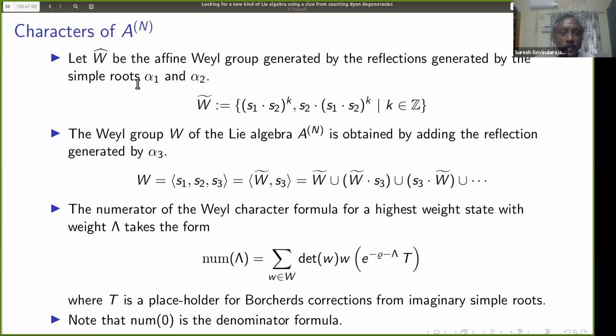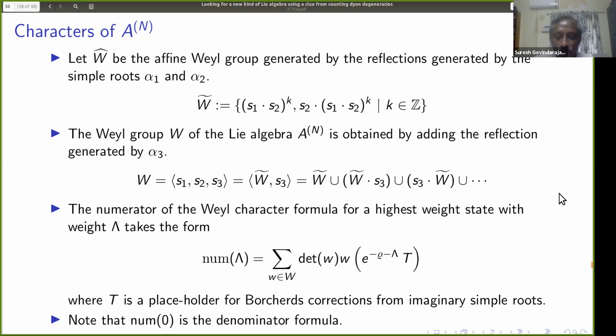So the characters of AN. First thing is, let W hat be the affine Weyl group generated by the reflections by alpha 1 and alpha 2. We'll just call it W tilde, or W hat, I don't know, W tilde. Now the Weyl group of the Lie algebra is generated by the reflection alpha 3. There are more roots, alpha 4 and so on, but for the moment let's just focus on alpha 3. So that will be W hat, and S3 you ought to add. And if you look at it, that will have a bunch of terms which go like W tilde with S3, S3 W tilde, things we don't need to compute.